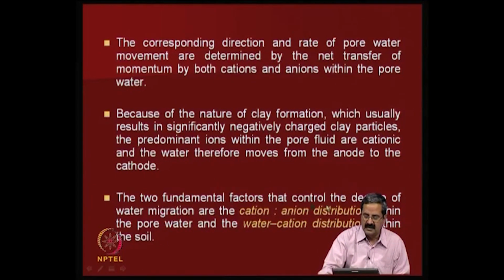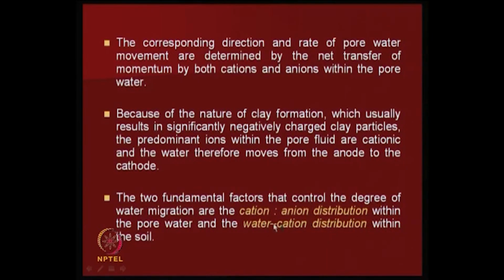Two fundamental factors that control the degree of water migration are the cation anion distribution, like how many cations you have, how many anions you have, and what the distribution is within the pore water, and the water cation distribution. So, for example, what is the cation exchange capacity of the soil is one important variable here. Then even the ionic concentration of the free water; all this chemical analysis needs to be done in a proper way, right.